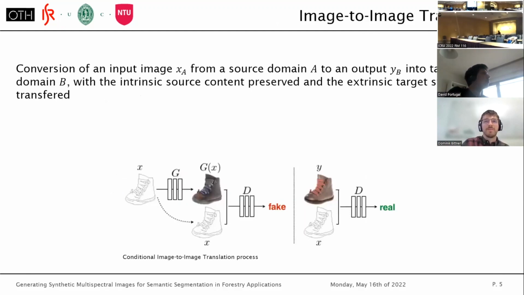A specific type of GANs are image translation GANs, which are the conversion of an input image XA from a source domain A to an output YB in target domain B, with the intrinsic source content preserved and the extrinsic target style transferred. If you refer to the previous figure about GANs, this image-to-image translation shown in that figure is constrained or conditional, since it receives a label image X, which can be an outline or pixel-wise annotation.